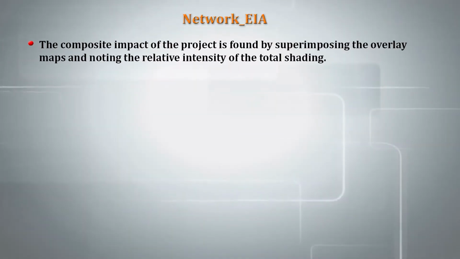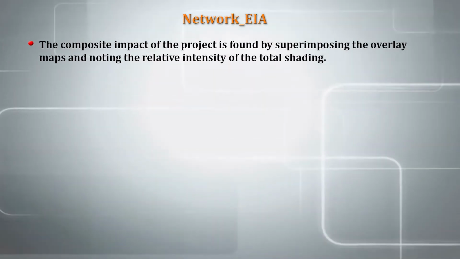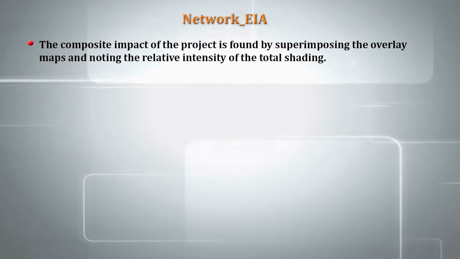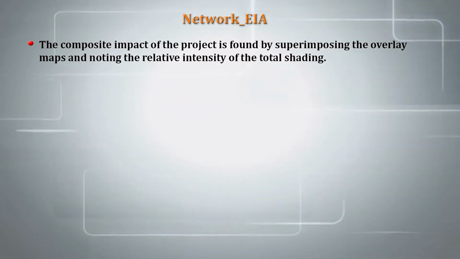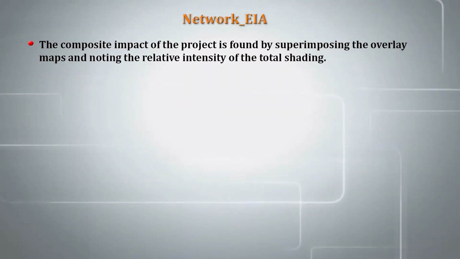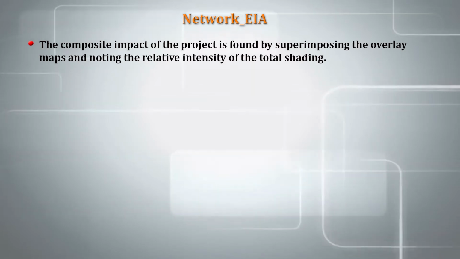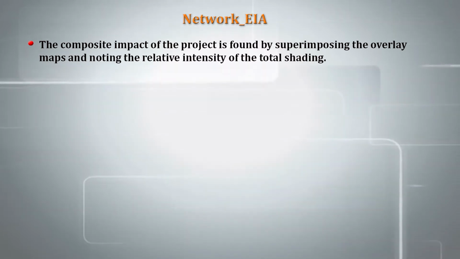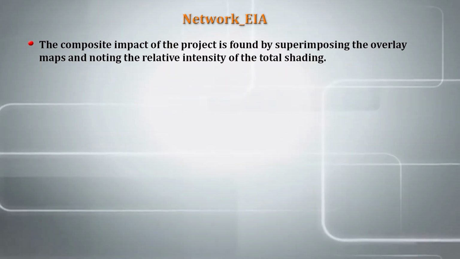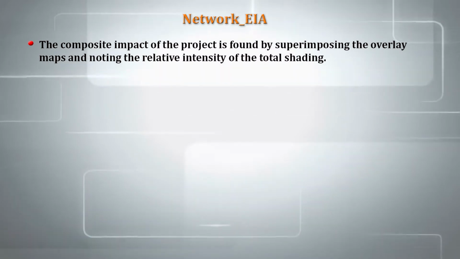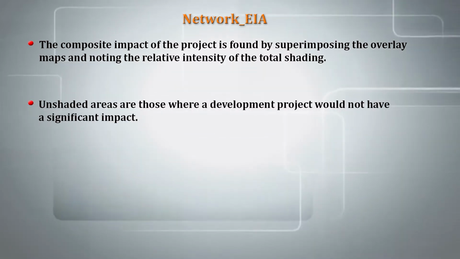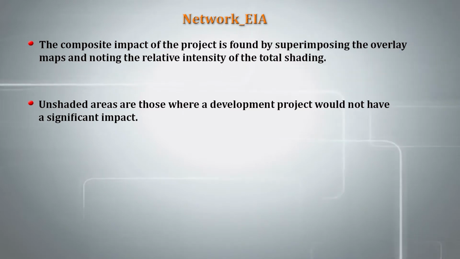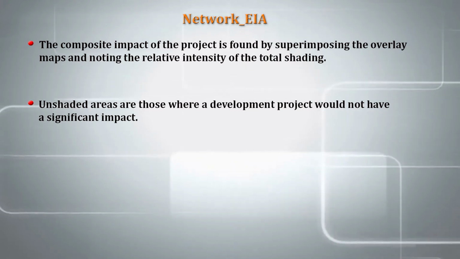And when you look at the composite impact of a project, when I say composite I am talking about the cumulative impact. It is found by superimposing the overlay maps one above the other. Finally, you will get the composite map that shows the relative intensity of the total shading. And in case certain areas are not shaded, it shows that the development project does not have any significant effect on that particular region.